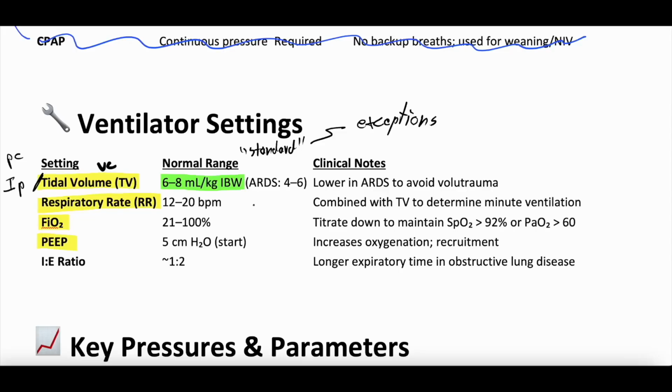of ideal body weight. And that's really important. IBW, ideal body weight. This is not their weight in kilograms. This is based on their height, right? Lungs don't change in size based on our BMI. They're determined based on things like our height.